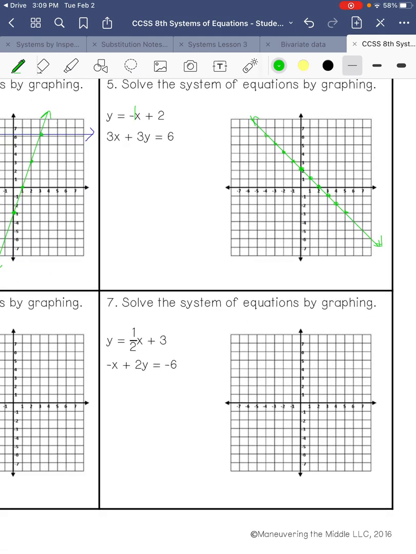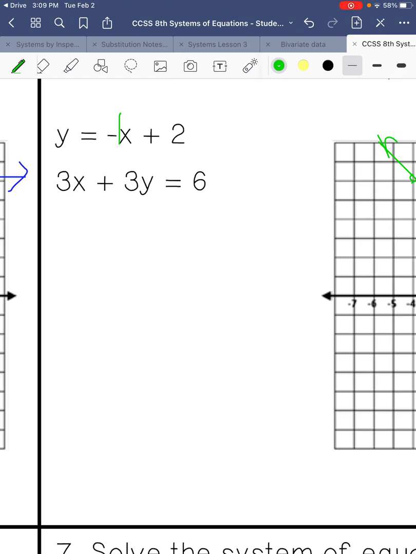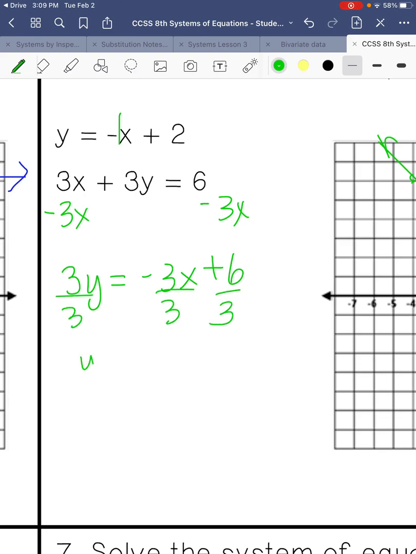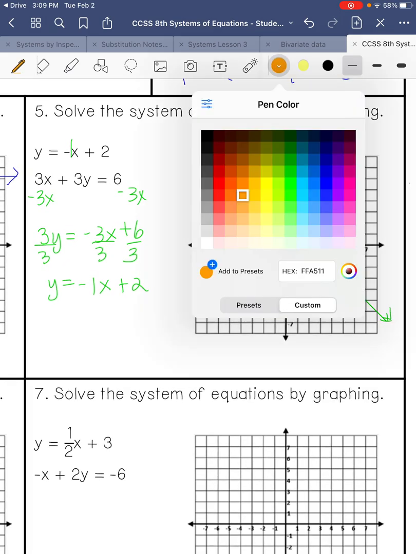Now my second equation is not in slope-intercept form. You will not have a bunch of these on the test, but just for practice, I want to get rid of my 3x. I want it on the other side. I'm left with 3y equals negative 3x plus 6. Now I just have to divide everything by 3. So I get y equals negative 1x plus 2. Sorry, I should have done that in another color.